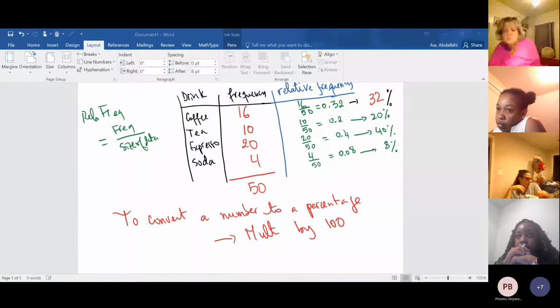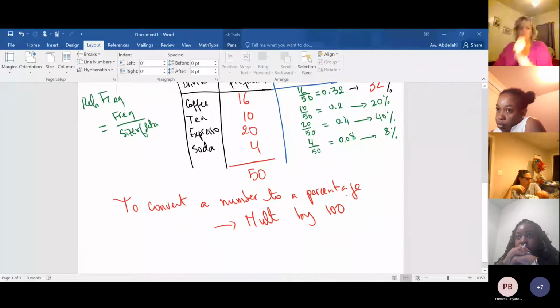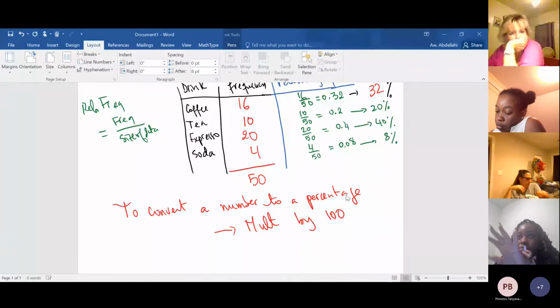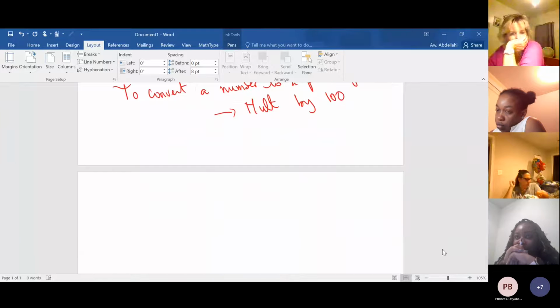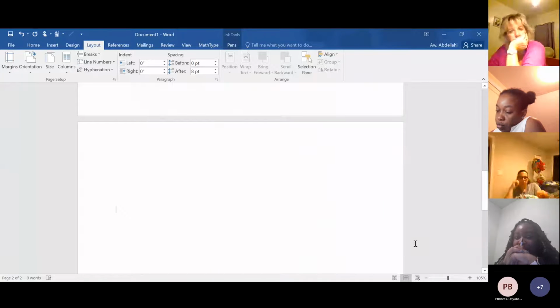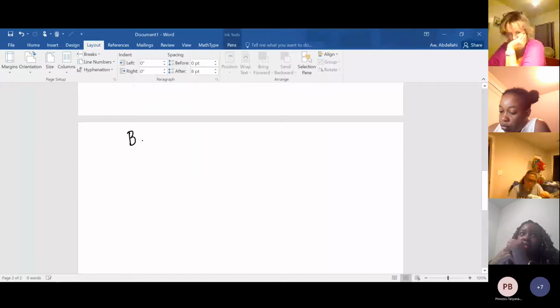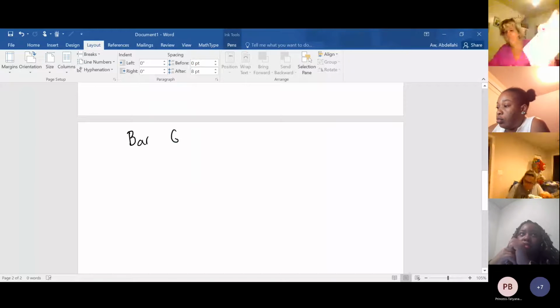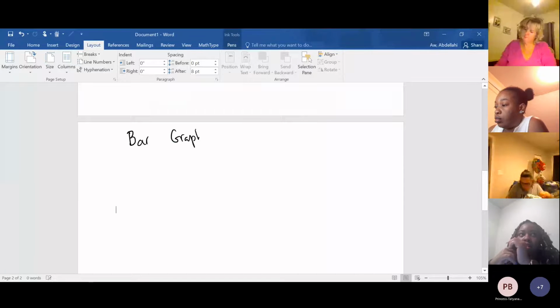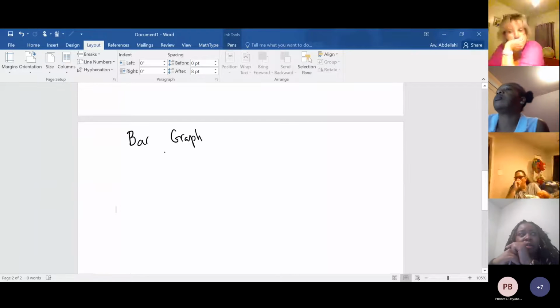Okay, so now we're going to do the bar graph of this data right here. This is the frequency. I think the bar graph is not something new for all of us. At least visually, you can see bar graphs almost everywhere, when you watch TV, you see all types of statistics. So what is a bar graph?